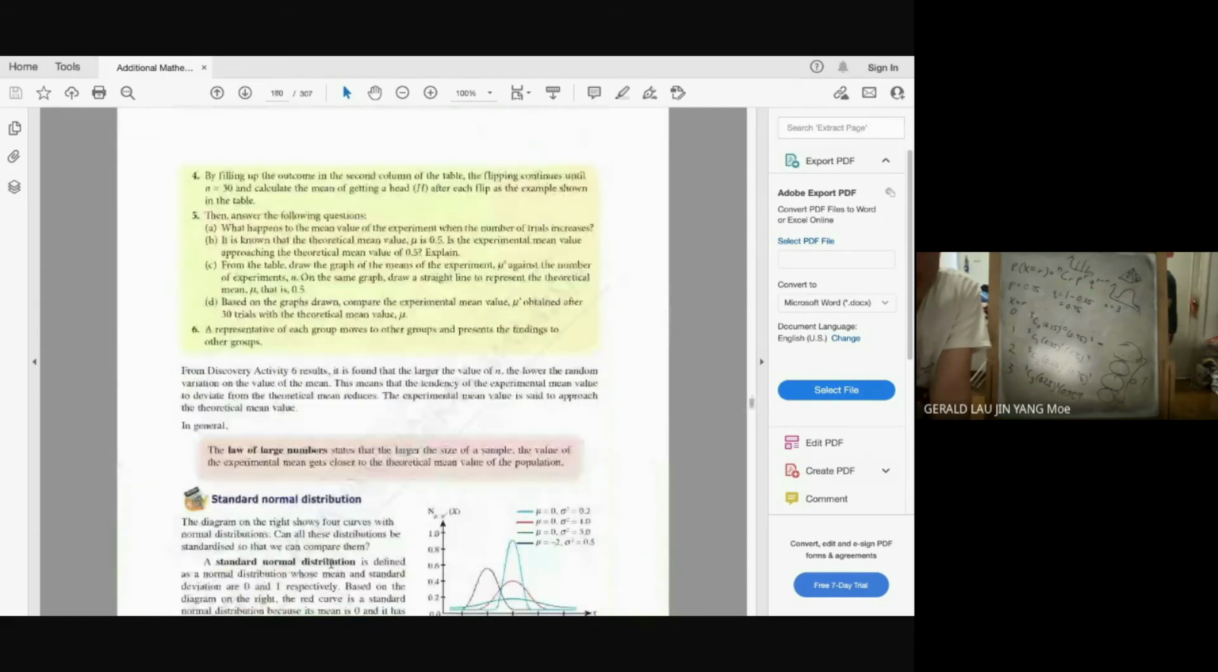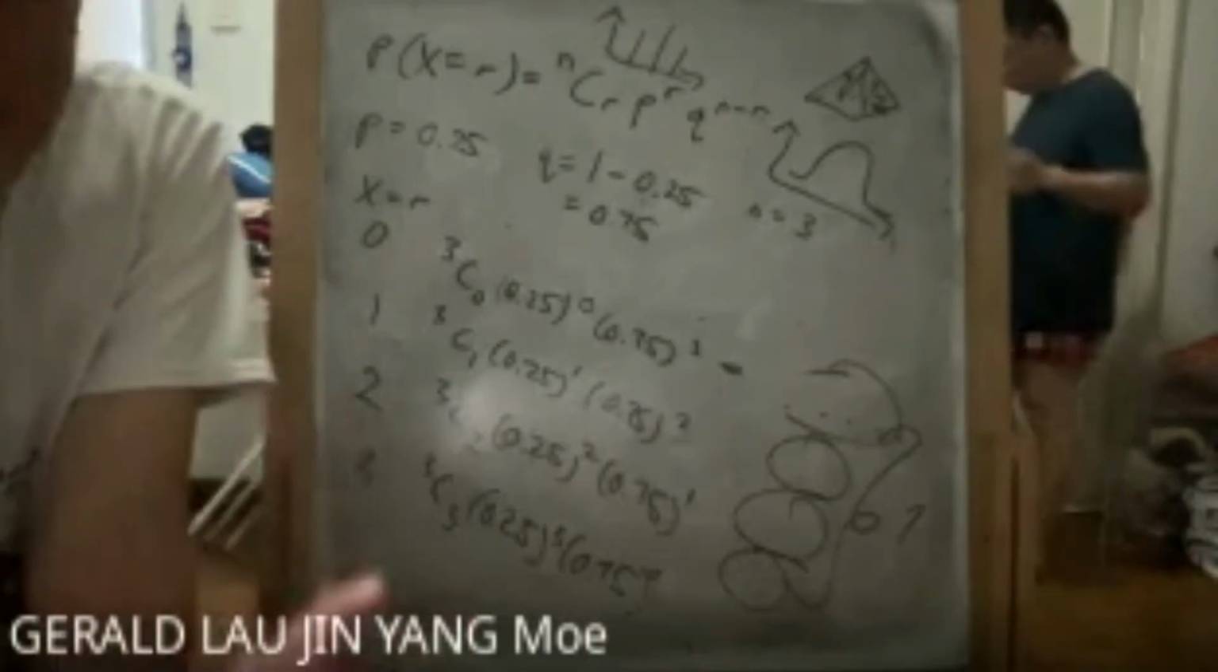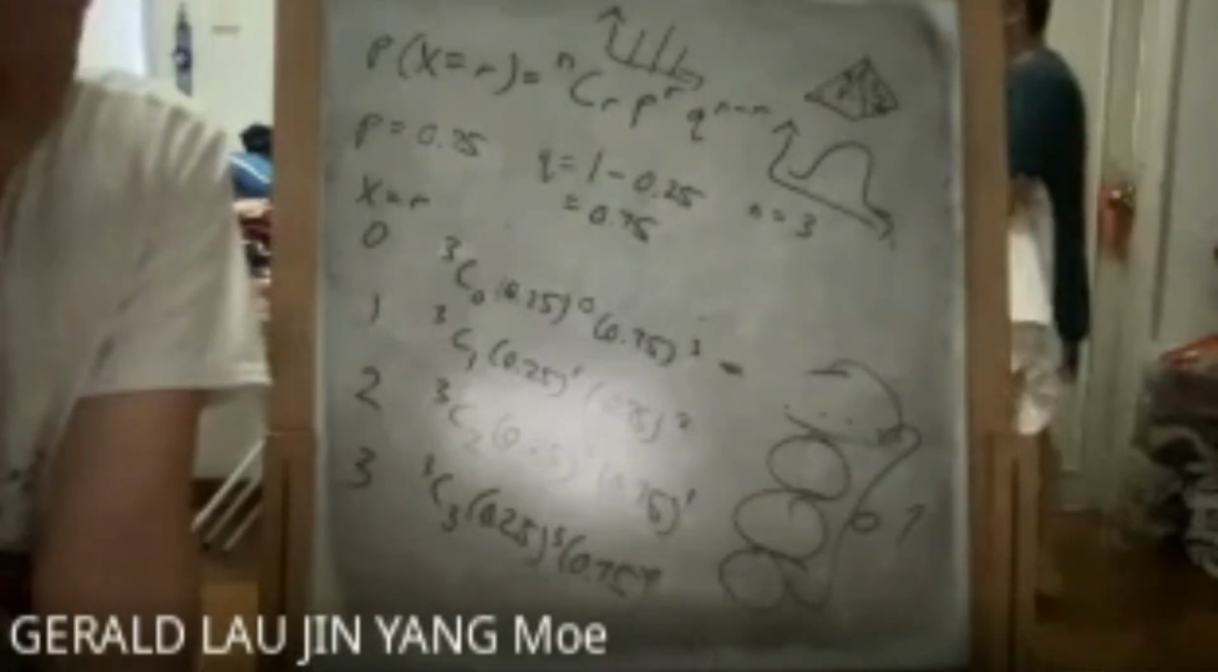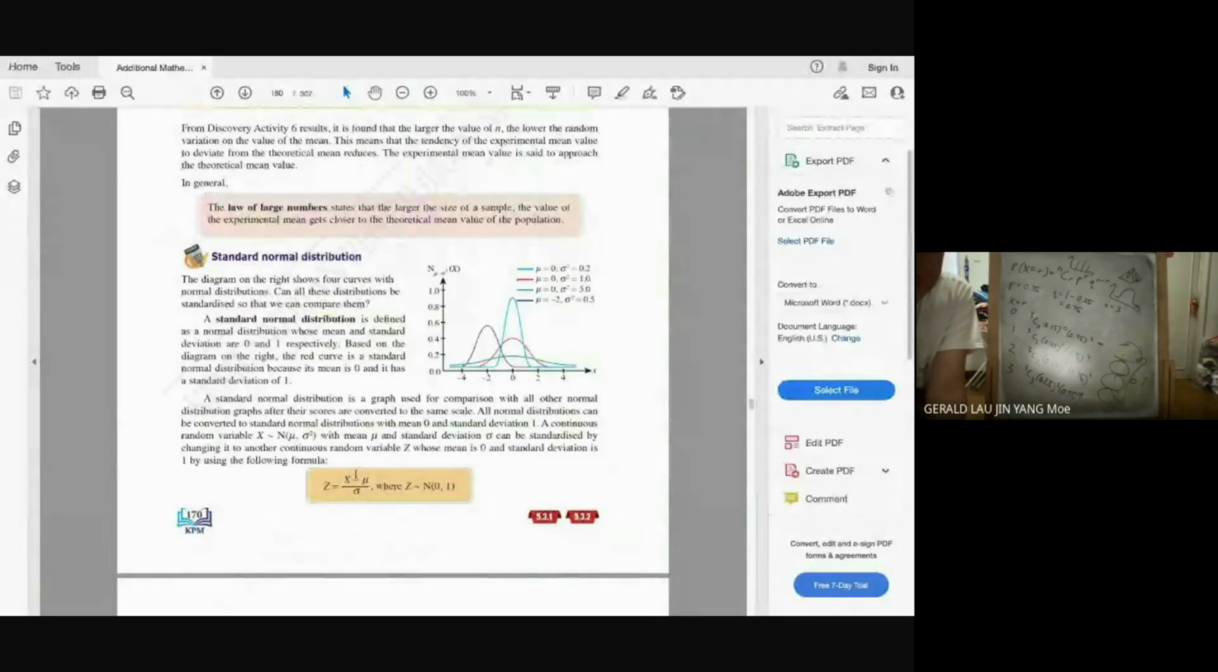Okay, law of large numbers, no need. That one is not important. If your normal distribution is okay, then we look at standard normal distribution. Just now the normal distribution is x. Now, to convert it to standard normal distribution, which is the z.